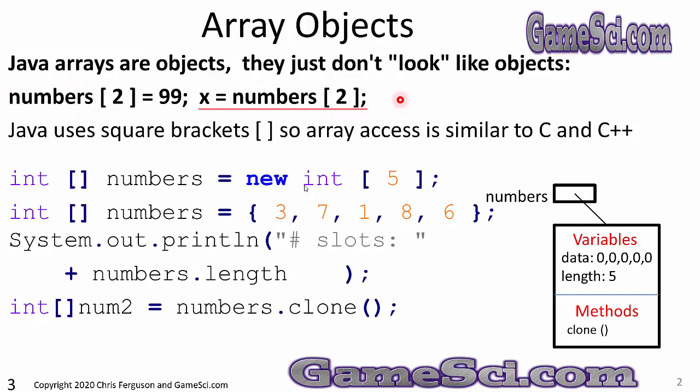This code right here does not look like an object to me. We're not using the new operator. We're not using the dot operator. It doesn't look like an object. But there's a reason for that. Java uses square brackets, so array access is similar to C or C++. You may or may not know this, but Java is derived from C++.